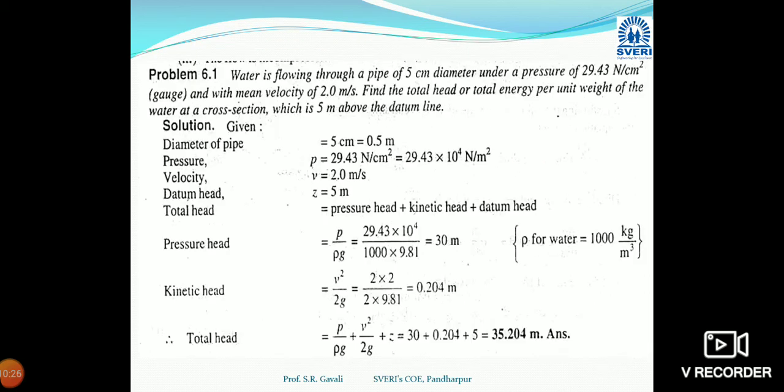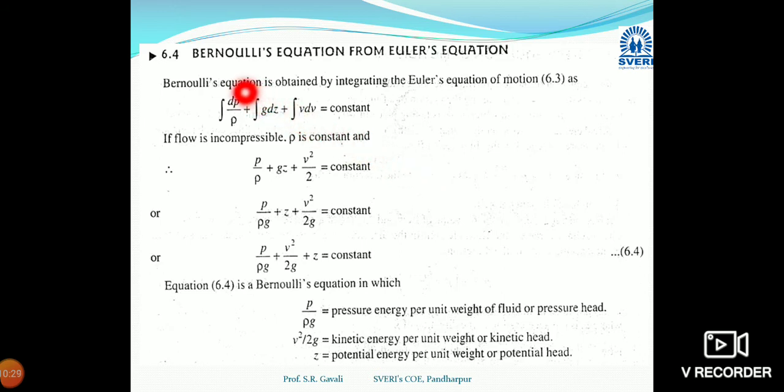Now if you integrate individual terms of Euler's equation, the integration of dp/ρ plus integration of g dz plus integration of v dv is equal to integration of 0, which is equal to constant. Again, if you consider incompressible fluid, then p/ρ, since integration of dp will become p and ρ will be constant, plus g is constant, g into z, plus v²/2, integration of v dv being v²/2, is equal to constant. Then if you divide by g on both sides, p/ρg plus z plus v²/2g is equal to constant.